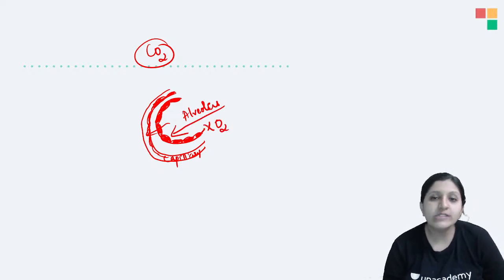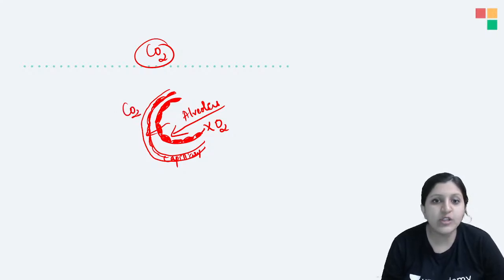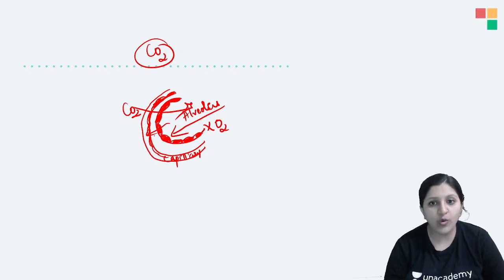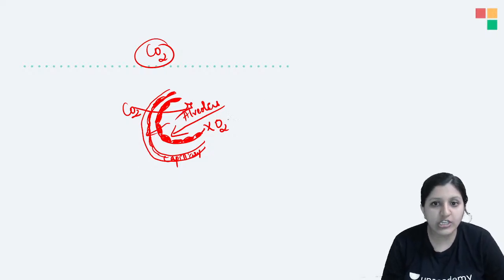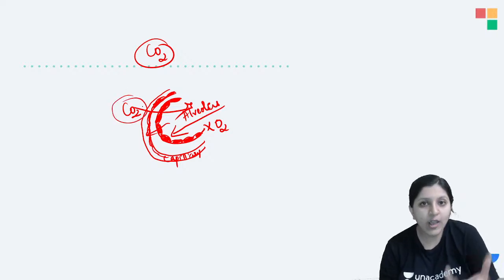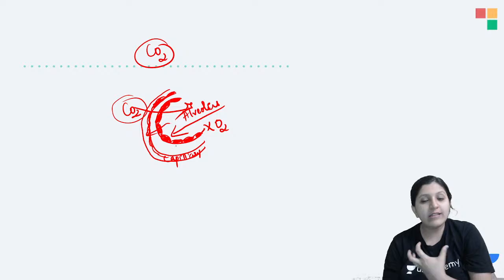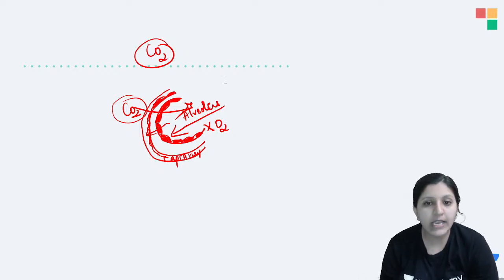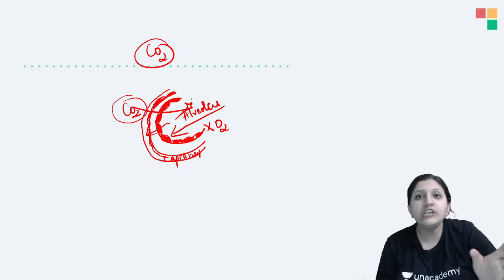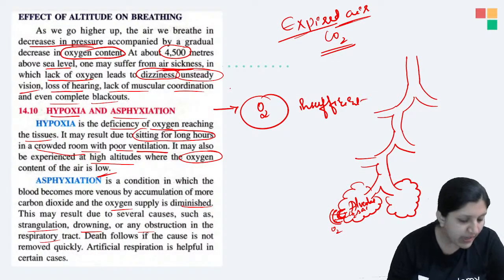Inside your body there is a lot of carbon dioxide, and that carbon dioxide cannot go out. Under such conditions, when oxygen cannot move in and carbon dioxide cannot move out, it will lead to suffocation. This needs to be treated immediately, or otherwise this condition will be followed by death. Basically it will lead to the death of an individual.